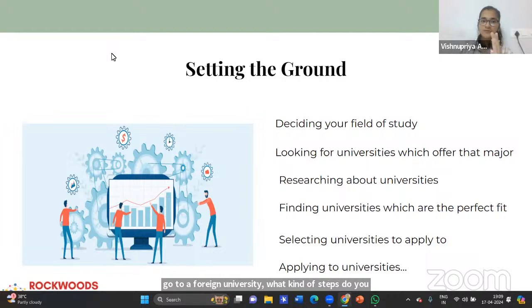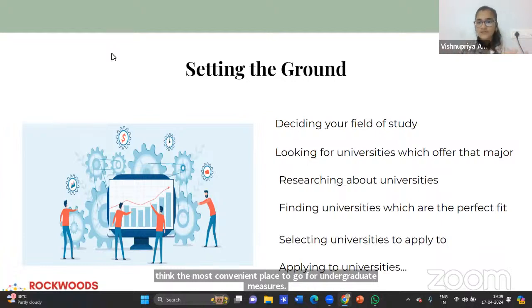So first, we have to do the basics, obviously, which is deciding your field of study. In today's session, we'll be focusing mostly on US universities, because that is, I think, the most convenient place, the most chosen place to go for undergraduate majors. So for any university, first you have to decide what kind of major you want to take, or what kind of subject you want to study.